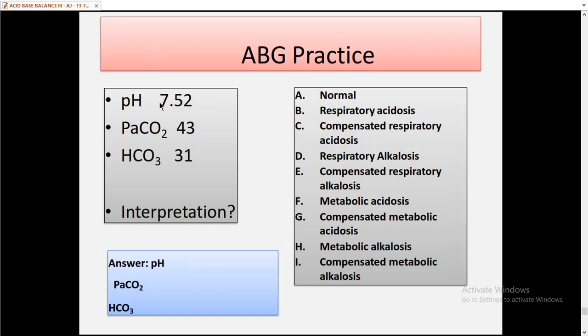In this case, the pH is 7.52 while PaCO2 is 43 and bicarb is 31. So you can note here that pH has risen and bicarb is also increased while PaCO2 remains normal. So when pH is raised above its normal value and bicarb is also raised above its normal value, then you can easily diagnose this case as metabolic alkalosis.